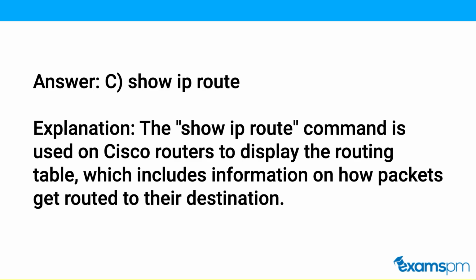Answer: C. show ip route. Explanation: the show ip route command is used on Cisco routers to display the routing table, which includes information on how packets get routed to their destination.